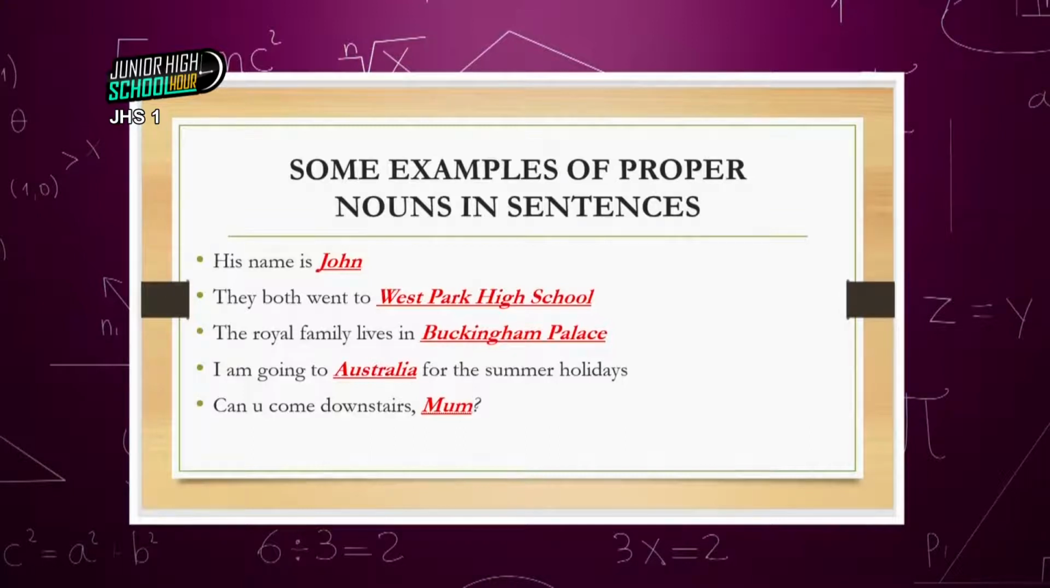The next one: I am going to Australia for the summer holidays. We have Australia underlined. And then, can you come downstairs, Mum? We have Mum underlined. It is a question. Okay? And we have Mum underlined. They are all proper nouns.